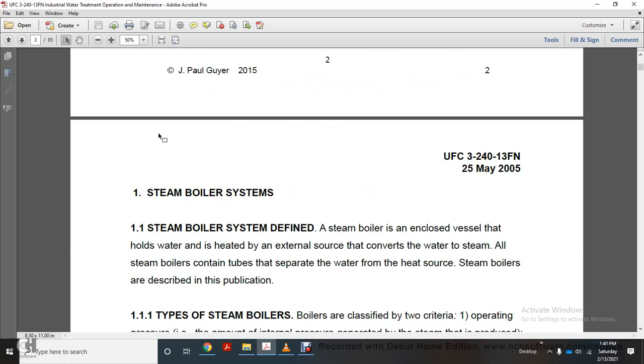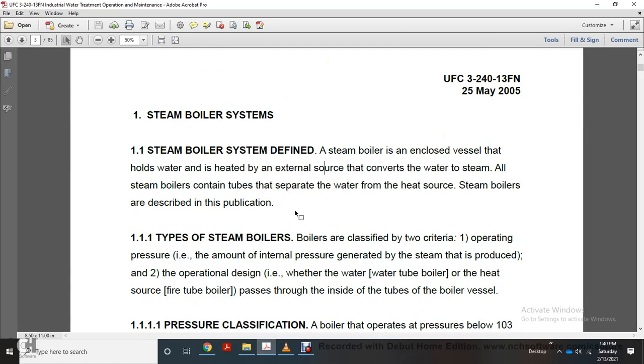Steam boiler system. Steam boiler system defined. The steam boiler is an enclosed vessel with water and an external heat source for the conversion of the water to steam. All steam boilers contain tubes that separate the water from the heat source. Steam boilers are described in the publication.